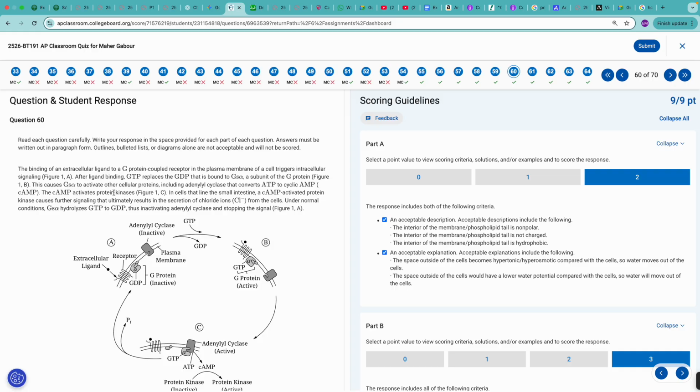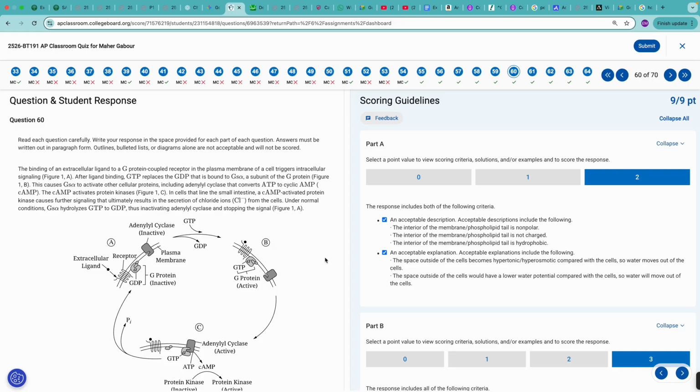So that's our secondary messenger. It produced the cyclic AMP from the ATP. The cyclic AMP activates the protein kinases, basically enzymes, amplifying the signal right now. In cells that line the small intestine, a cyclic AMP activated protein kinase causes further signaling, amplifying the signal, that ultimately results in the secretion of chloride ions. So the secretion of chloride ions, which is really bad. You'll know why in a bit.